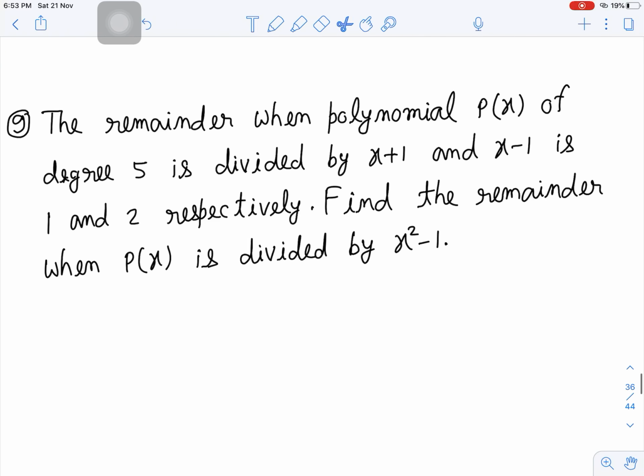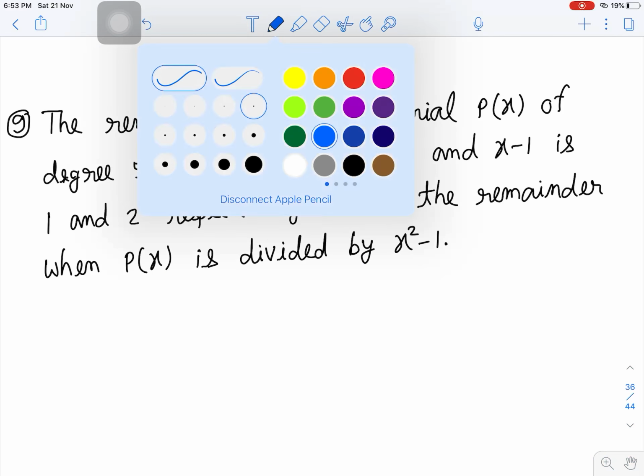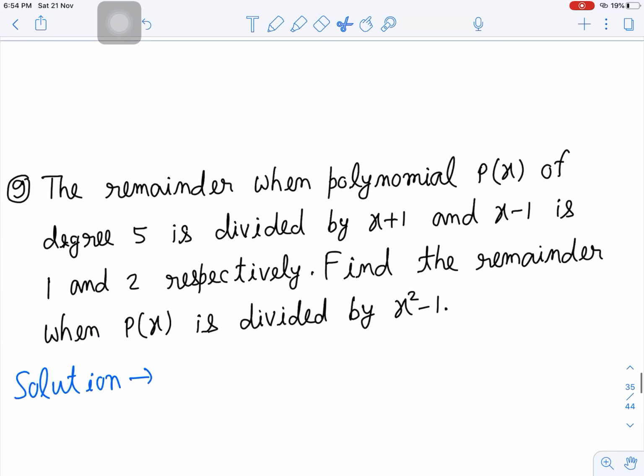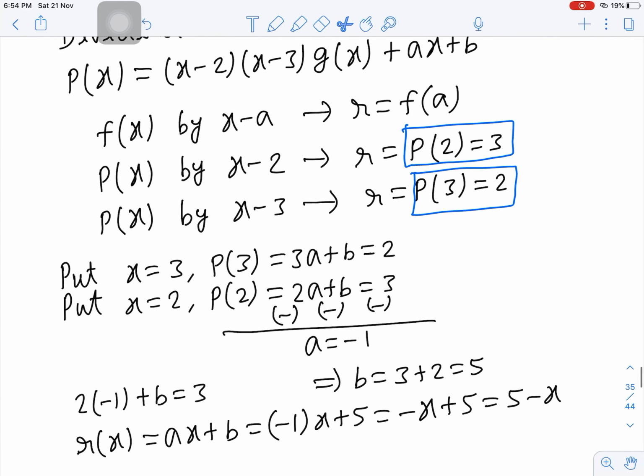Okay, then we'll discuss question number 9. The remainder when polynomial p of x of degree 5 is divided by x plus 1 and x minus 1 is 1 and 2 respectively. Find the remainder when p of x is divided by x square minus 1. So this question is also similar to the previous question.